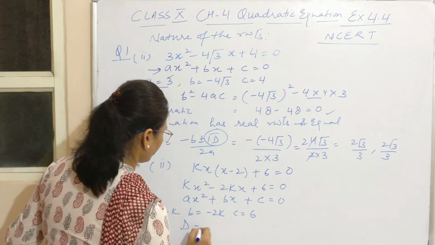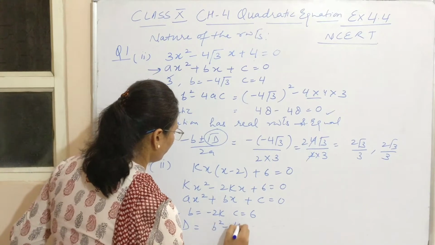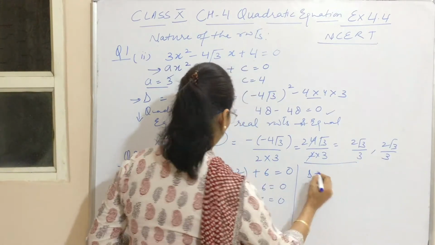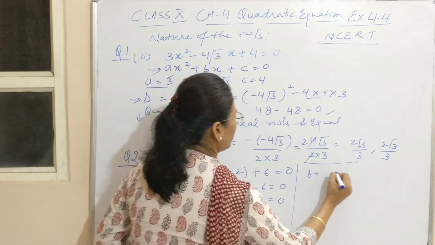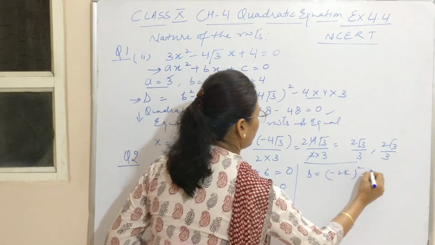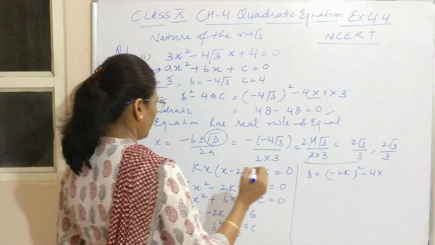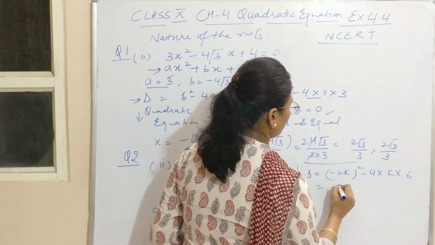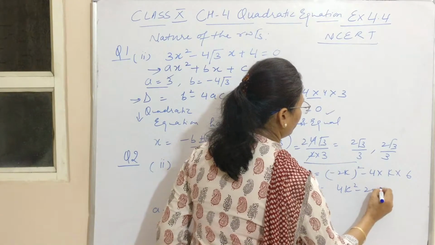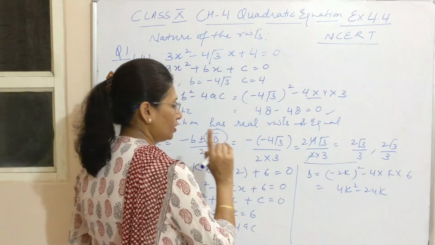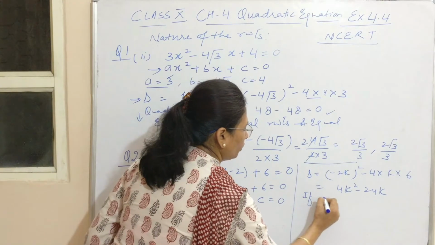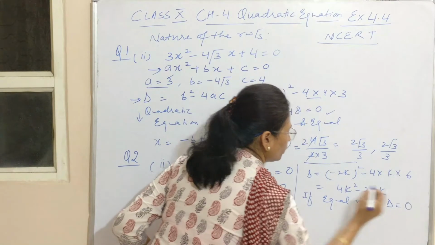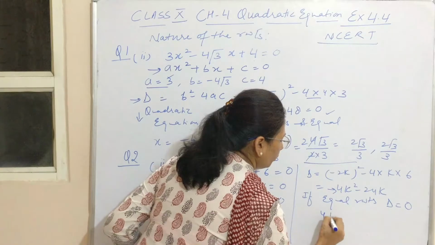So what is D? D is b square minus 4ac. And here D is equal to b square, that is minus 2k whole square, minus 4ac. A is k and c is 6. So this becomes 4k square minus 24k. Now here if roots are equal, then this means D is equal to 0. So we'll put this value equal to 0.